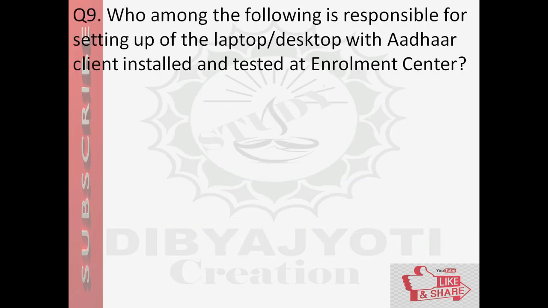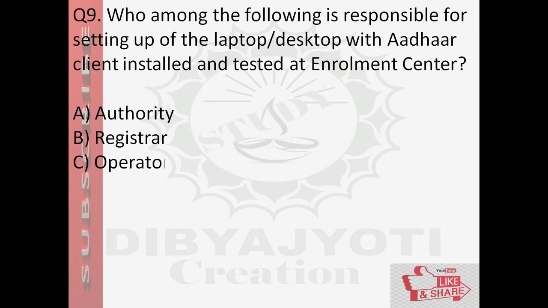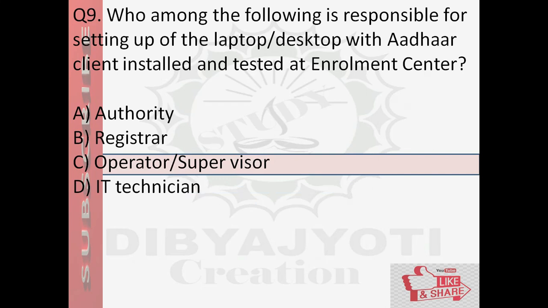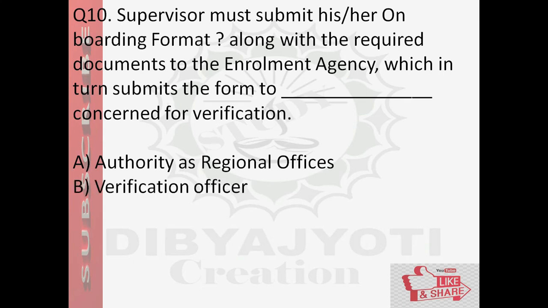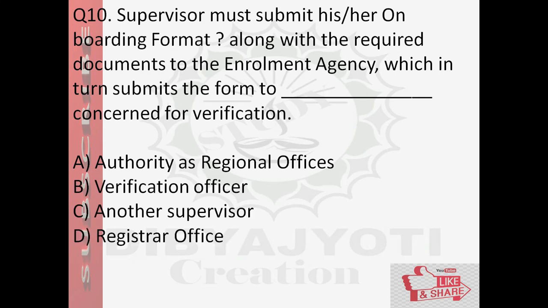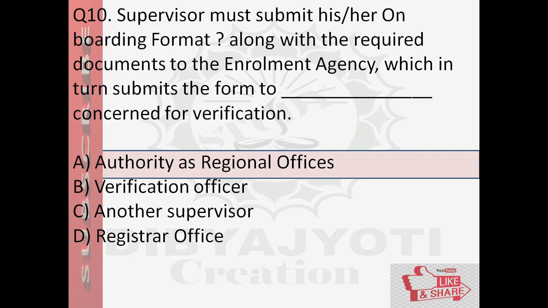Next, who among the following is responsible for setting up of the laptop or desktop with Aadhaar client installed and tested at enrollment center? Option A, authority. Option B, registrar. Option C, operator or supervisor. Option D, IT technician. And the answer is option C, operator or supervisor. Next, supervisor must submit his or her onboarding format along with the required documents to the enrollment agency, which in turn submits the form to the dash concerned for verification. Options are: option A, authority's regional offices. Option B, verification officer. Option C, another supervisor. Option D, registrar office. And the answer is authority's regional offices.